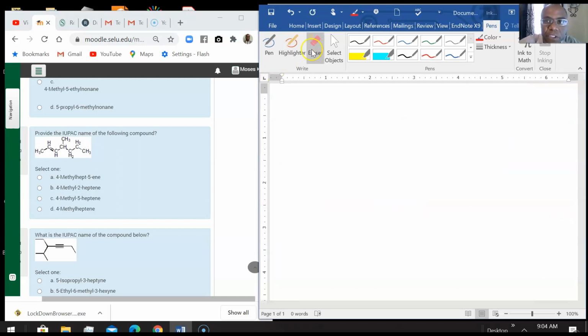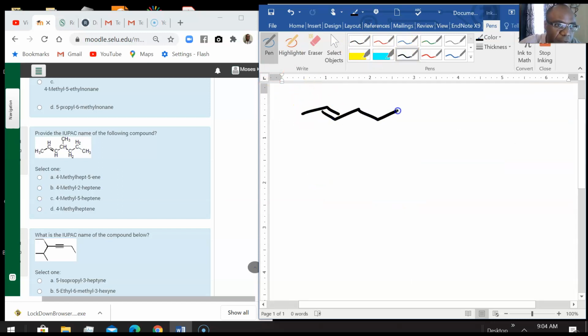I want to use the page. So for the next one, we are asked to name this molecule. Okay, I believe that's the structure. Because it's an alkene, we give the double bond the lowest number possible. We have to start from the left, not the right. 3, 4, 5, 6, and 7. The CH3 is a substituent. So the substituent is a methyl group.